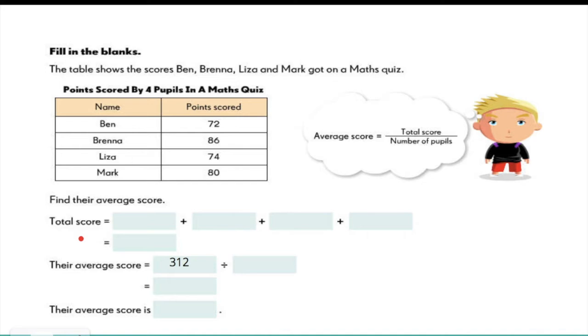Let's find out the total score. So we got 72 plus 86 plus 74 added by 80, and the final score is 312. So to get the average score, we just need to divide 312 by 4 since there are 4 students here that are involved. So dividing the two numbers, the answer would be 78. So their average score is 78.